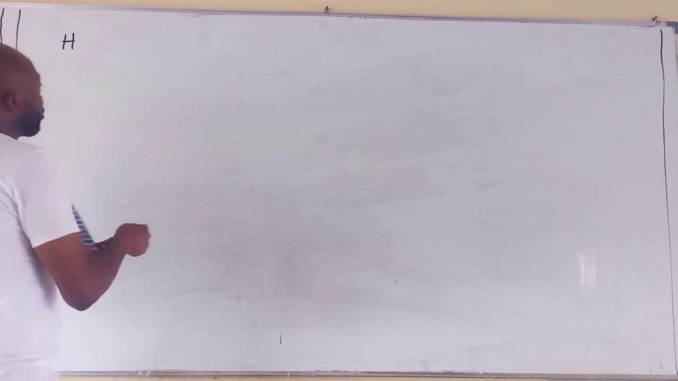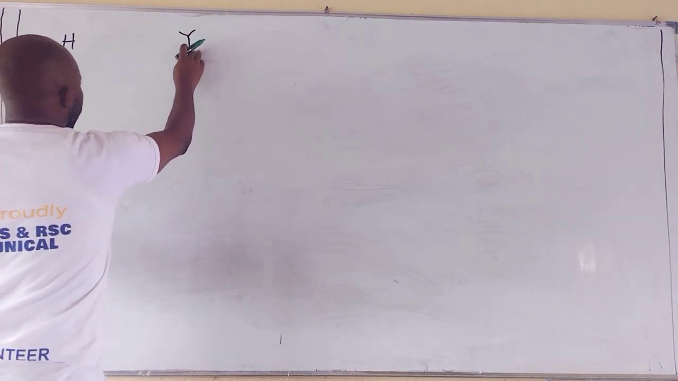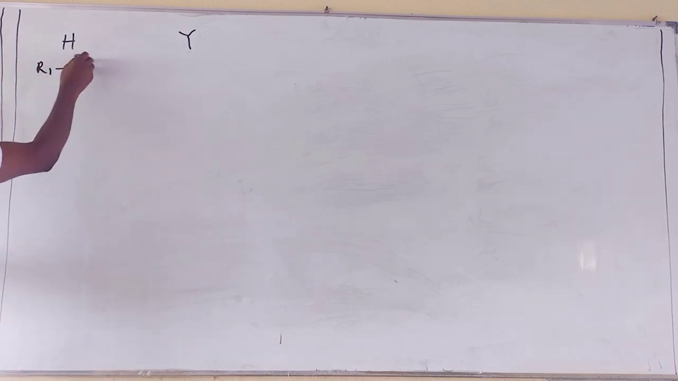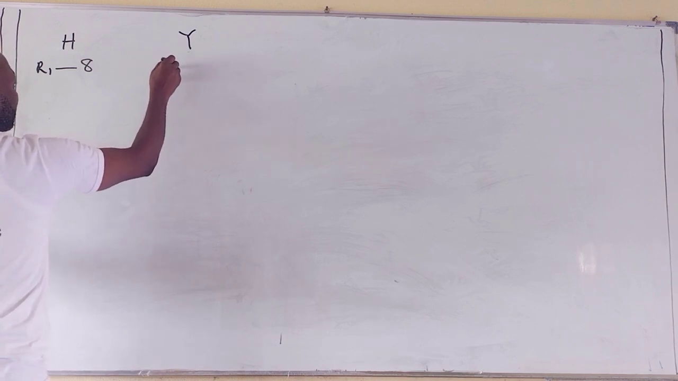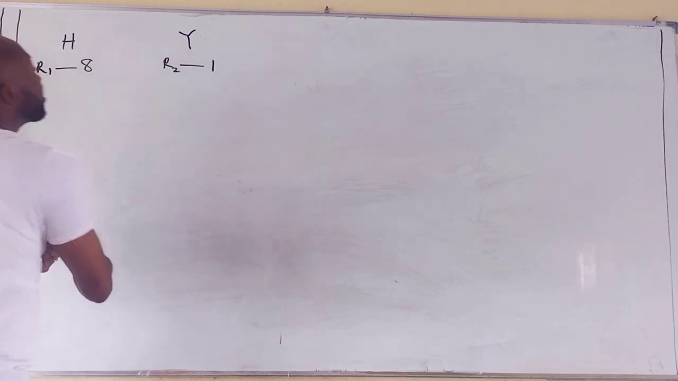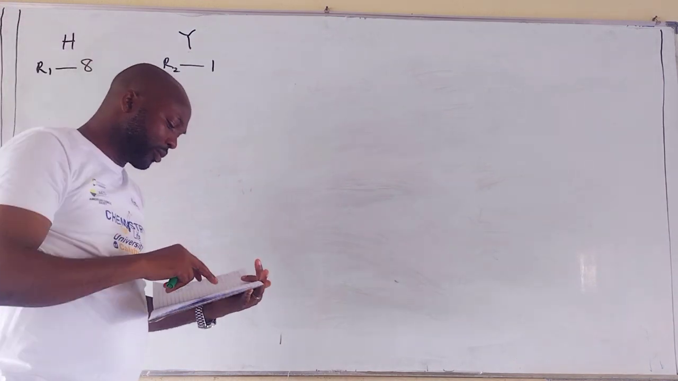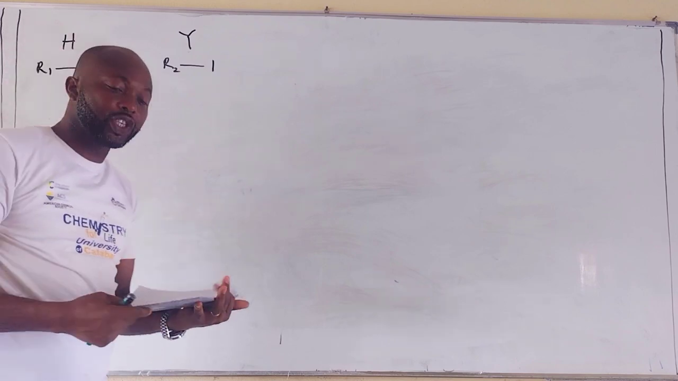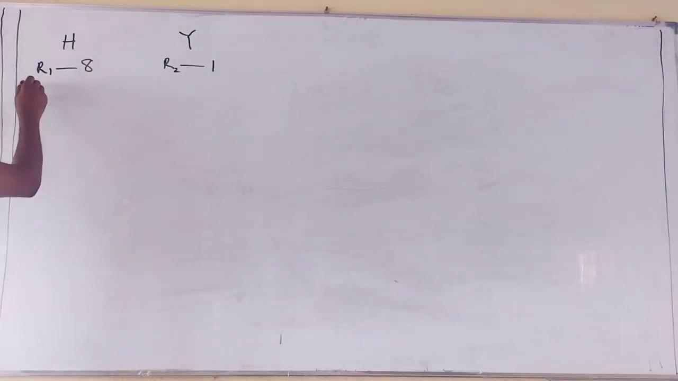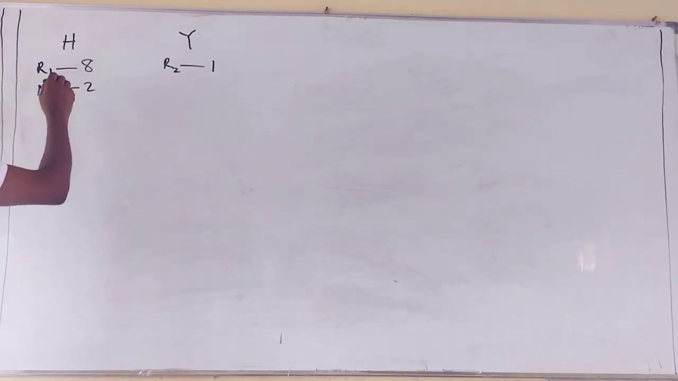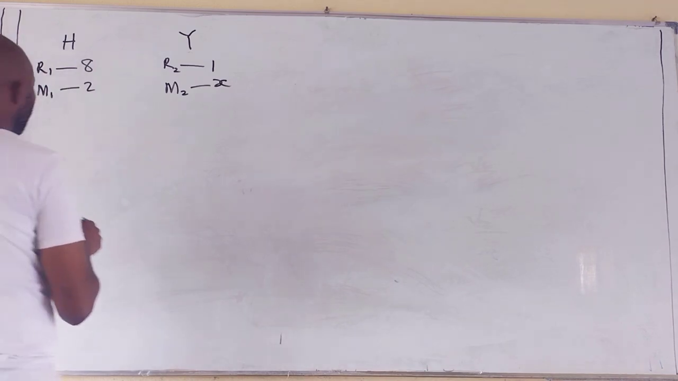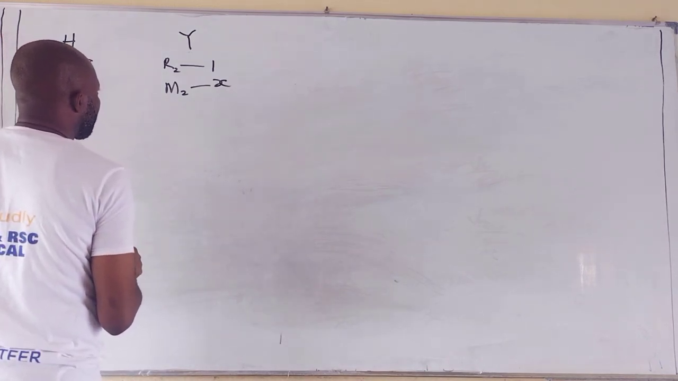So we have 2 gases, hydrogen and gas Y. Now, the rate at which hydrogen diffuses is 8 times. So let's call this our R1 is 8. Our R2 is 1, because it's 8 times that. Okay, now let's move on. Calculate the relative molecular mass of Y. Relative molecular mass of hydrogen is 2. They've given it to us. So M1 is 2. M2 is what they're asking us to get. It's unknown.